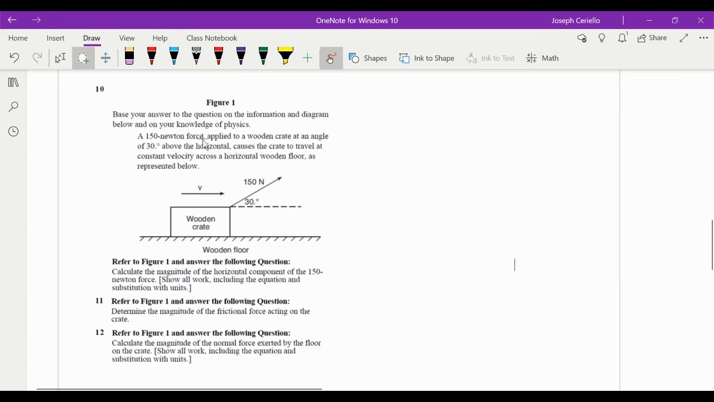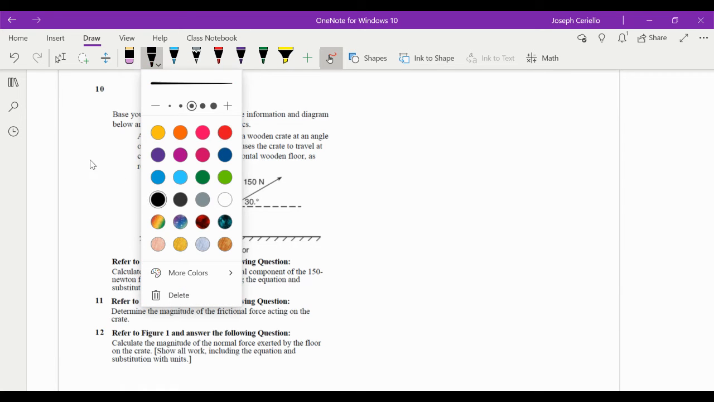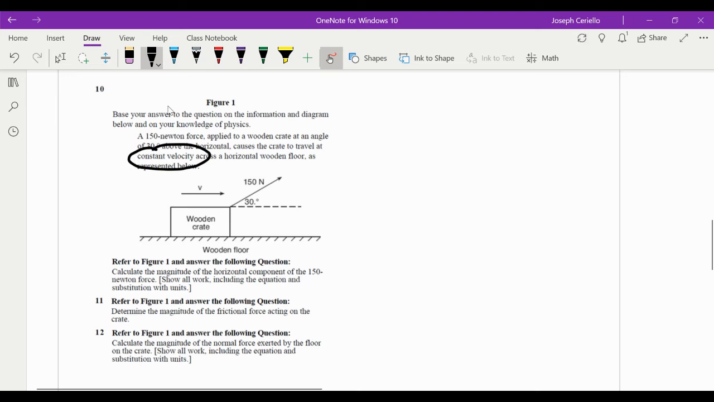So we have a 150 Newton force that is applied to a wooden crate at an angle of 30 degrees above the horizontal, and it causes the crate to move at constant velocity. So right there, that is a huge key word, constant velocity. That tells you a few things. The acceleration in the x direction is 0. Therefore, the net force in the x direction is 0. Okay, so it's an equilibrium in the x direction. It is also in the y direction, but we don't really have to talk about the y direction here.